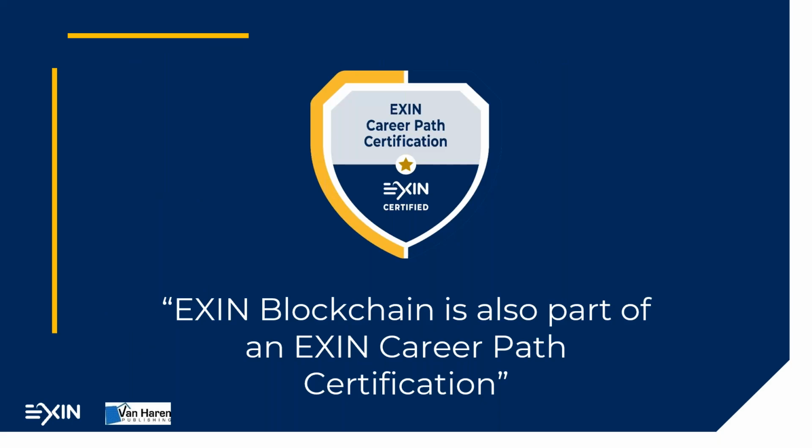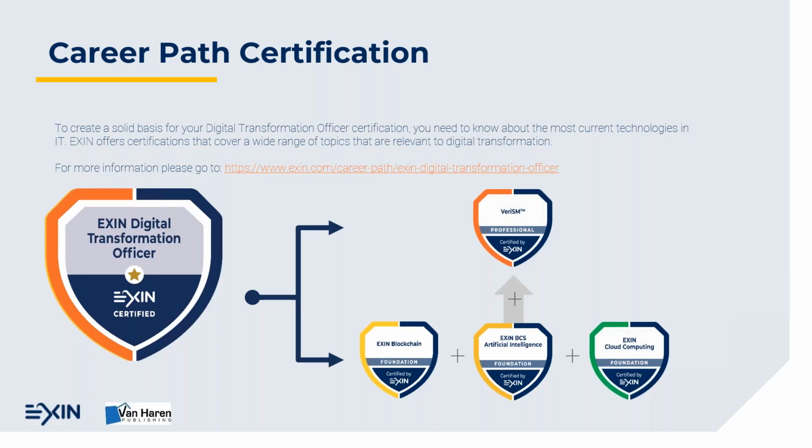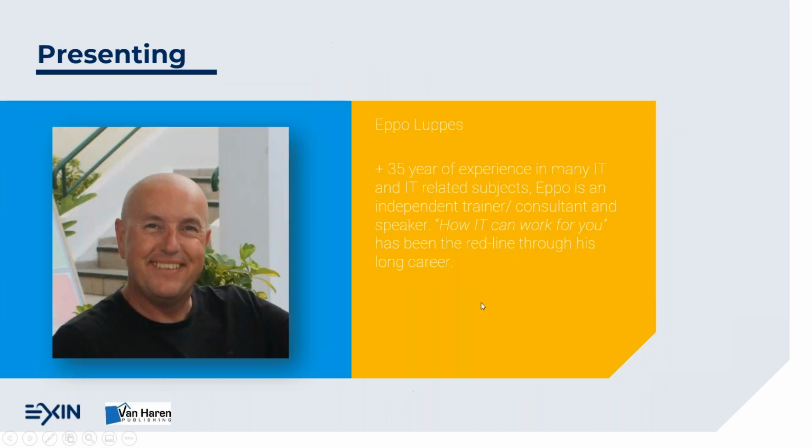Also, blockchain is part of what we call career path certifications. The career path certifications were designed for those candidates and professionals who would like to excel in their activities and also pursue new roles in their career path. Blockchain is part of the EXIN Digital Transformation Officer certification, which is composed of, of course, Blockchain Foundation, AI Foundation, Cloud Computing Foundation, and DevOps Professional. So if you would like to understand more about this career path certification and others, please consult exin.com/careerpath. Then you are going to see more details about these certifications.